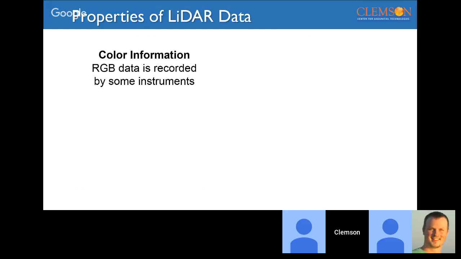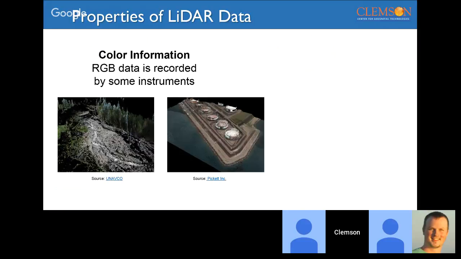Some other properties you might see out there: color information. Some scanners will also record color. This is generally another post-processing step where they're overlaying an image on the point cloud and grabbing color from the pixel of the picture.